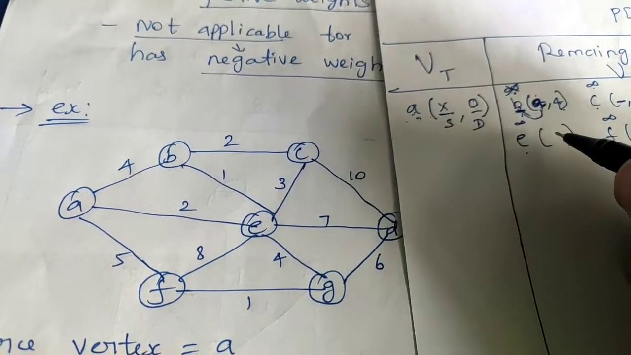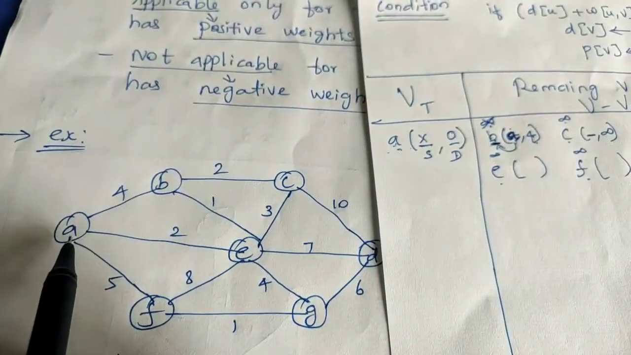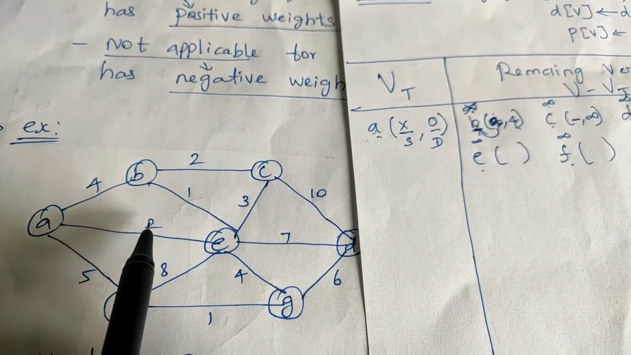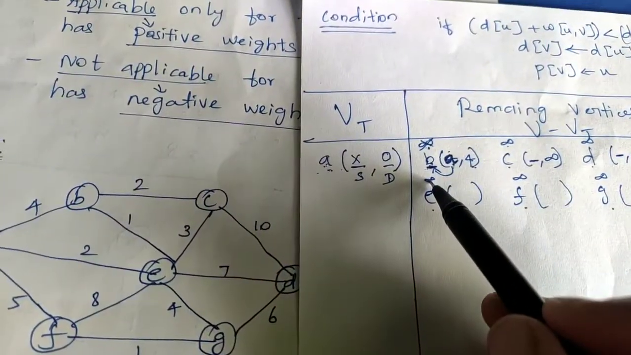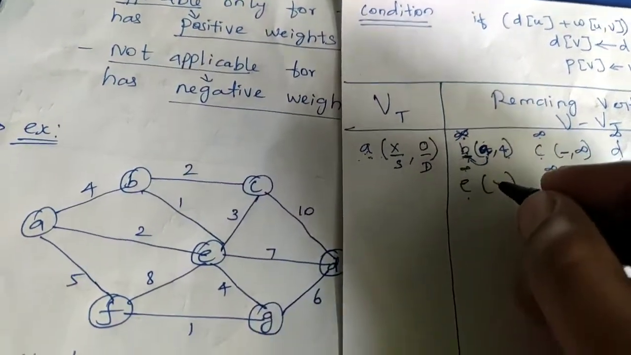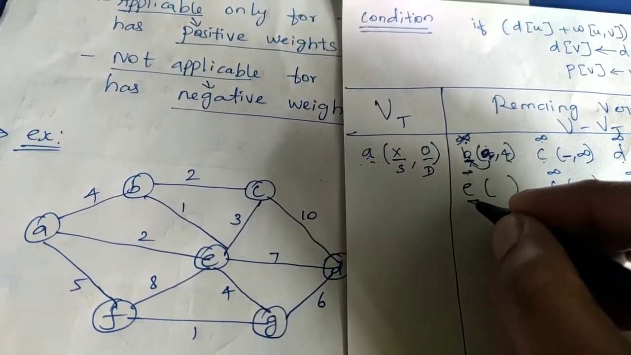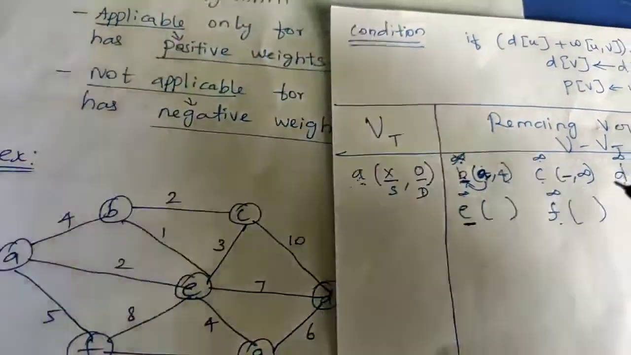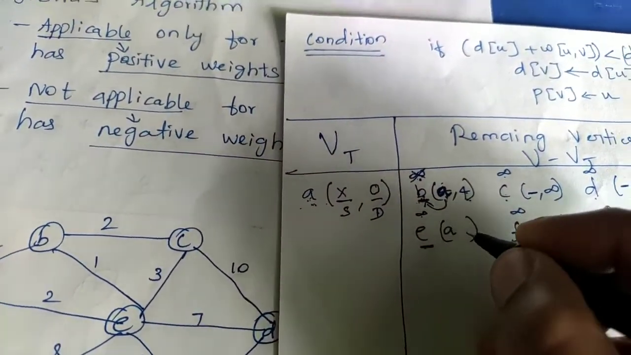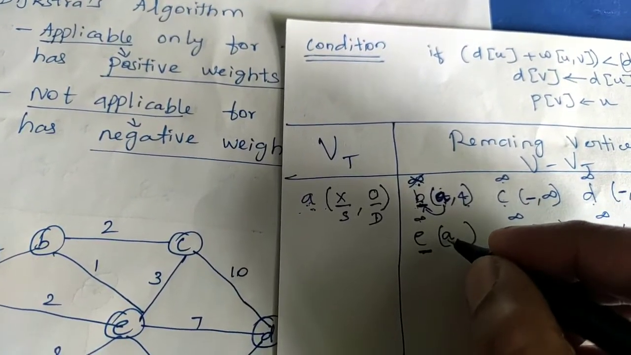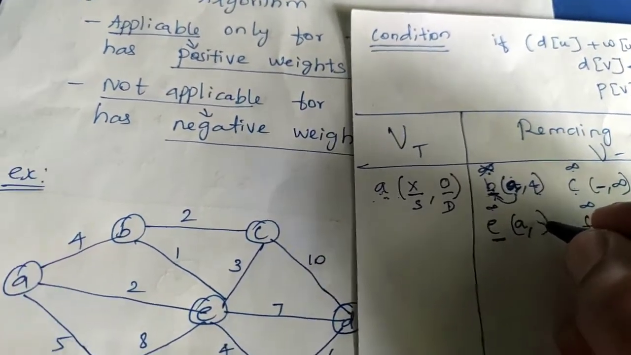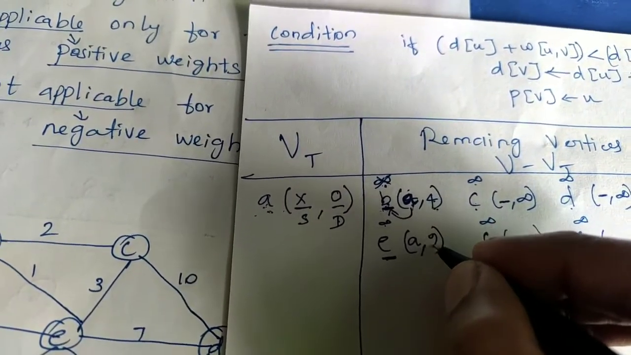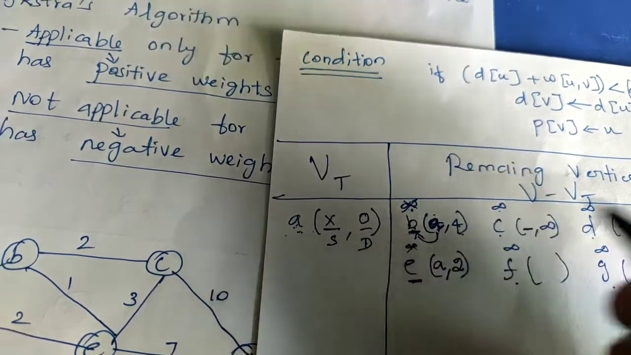Next vertex to process is E. A to E, I have a direct path. The weight on this edge is 2. 2 is less than infinity, so I can update. So from which vertex have I visited E? From the vertex A, I am visiting the vertex E. So write the parent vertex as A, that is the source vertex as A. And what is the distance I have from A to E? I have the distance as 2. This is less than infinity.